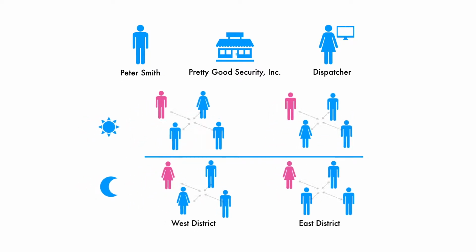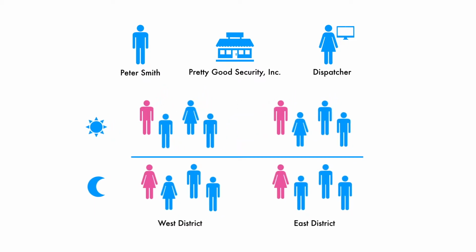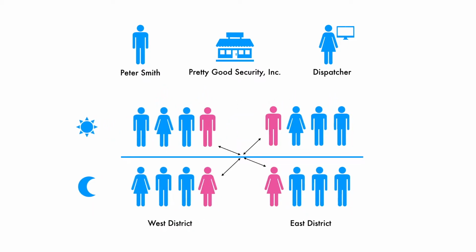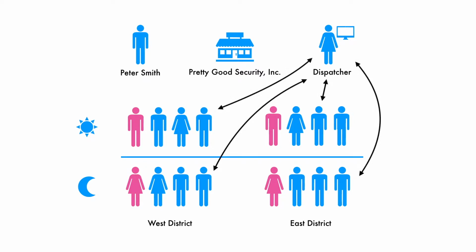Everybody needs to be able to communicate within their own team. They should not be disturbed by the other team across town. The team leaders, however, should be able to contact each other in their own private channel. The dispatcher, naturally, should be able to talk to everybody and listen into all communication.